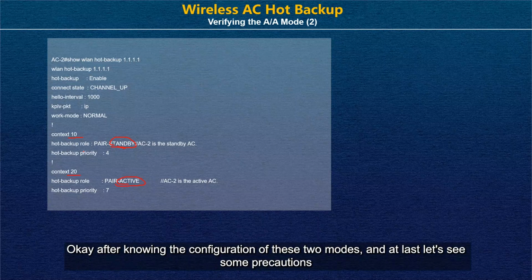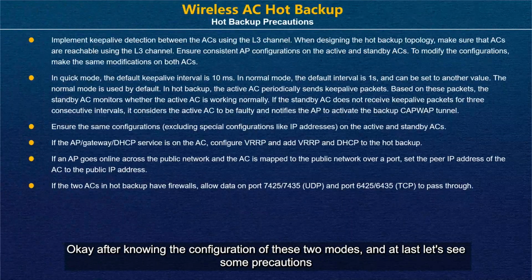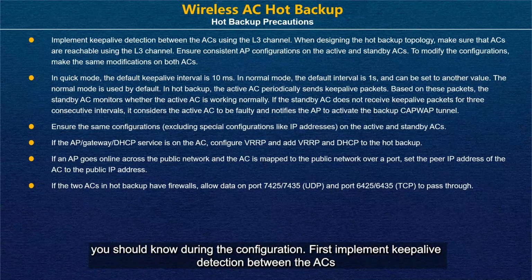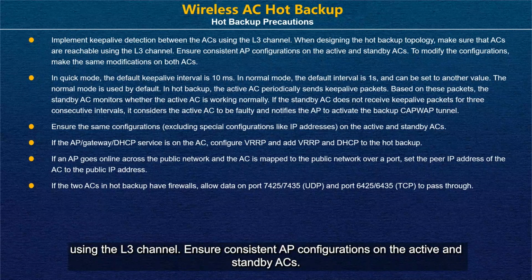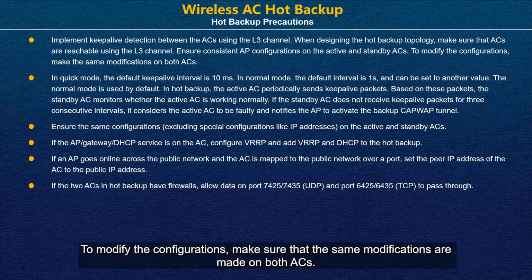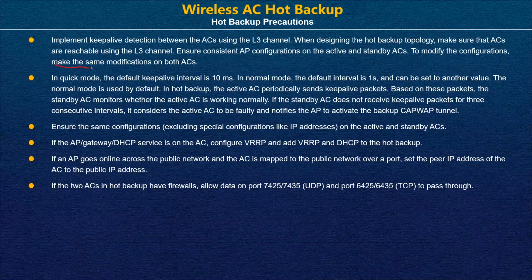Okay, after knowing the configuration of these two modes, at last, let's see some precautions you should know during the configuration. First, implement keep alive detection between the ACs using a layer 3 channel. When designing the hot backup topology, make sure that ACs are reachable using the layer 3 channel. Ensure consistent AP configuration on the active and standby ACs. And to modify the configuration, make sure that the CM modification is made on both ACs.